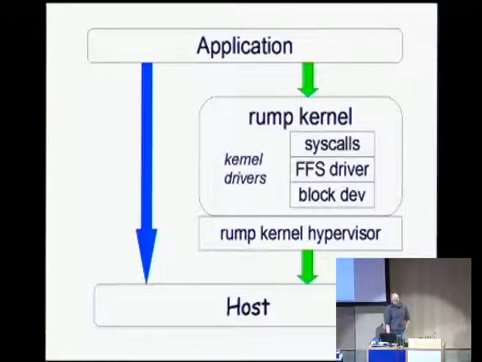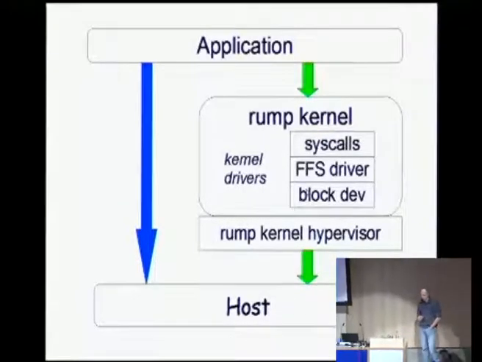And the rump kernel runs on top of a very lightweight hypervisor, so you could say that all NetBSD kernel drivers have been virtualized now. And the hypervisor is the part that makes the calls into the host. So this rump kernel bit is completely self-contained. It can only access the world through the hypervisor.